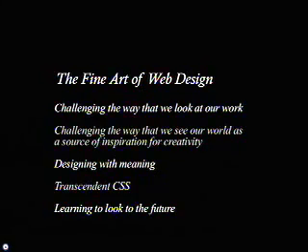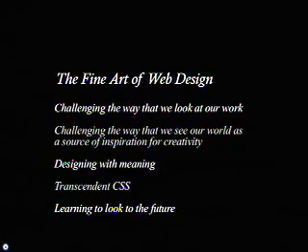So the fine art of web design, the whole concept here is that we have to challenge the way we look at our work, the work that we are actually doing for the web, and challenge the way that we see our world. We need to look for sources of inspiration. I have a friend, colleague, and I said to him, what do you do when you are looking for design ideas? And he said, I look at other websites. I think that is a partial answer. It's not a good, solid answer.